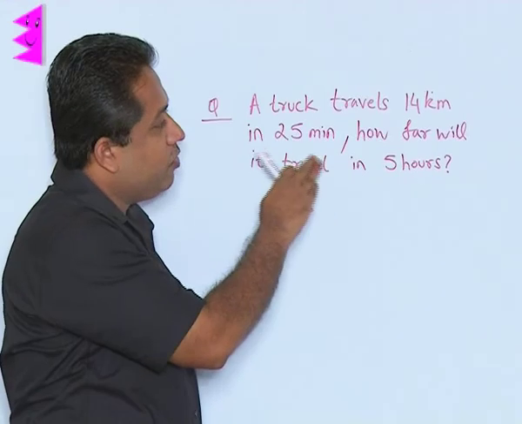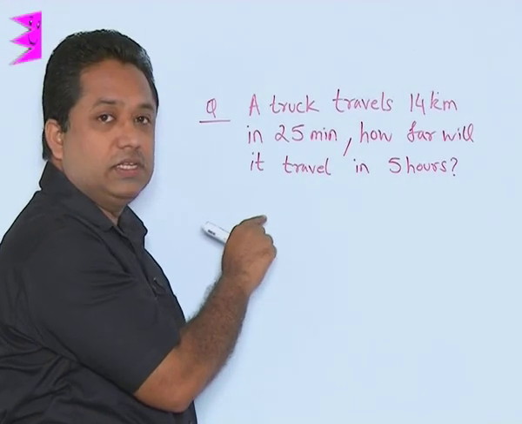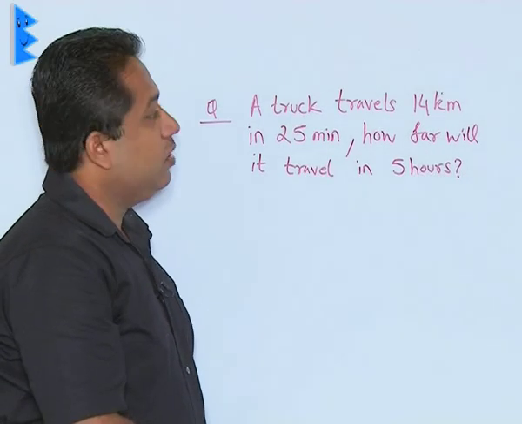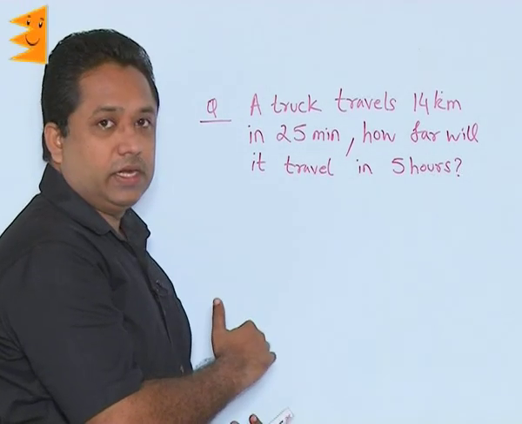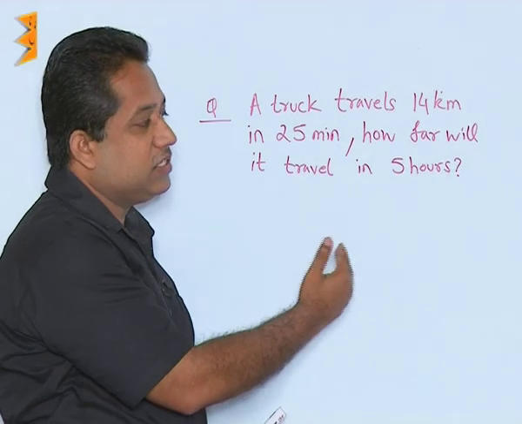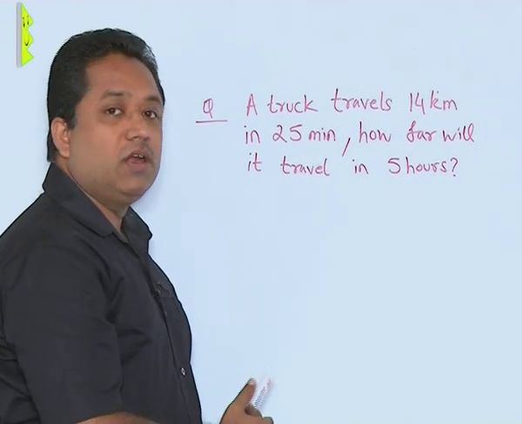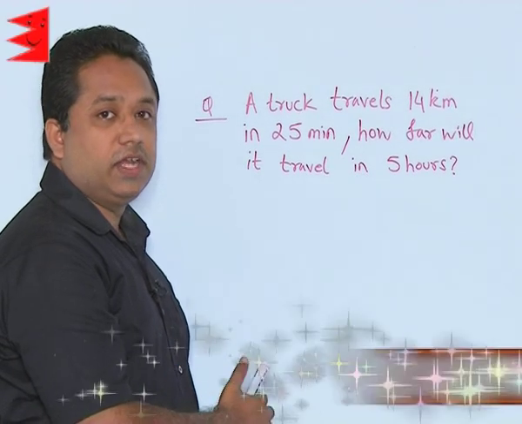First of all, we will have to identify whether this question is based on direct proportion or inverse proportion. So, distance and time, how are they related? More distance is covered, that means the time taken will also be more. We cannot cover larger distances in lesser time.